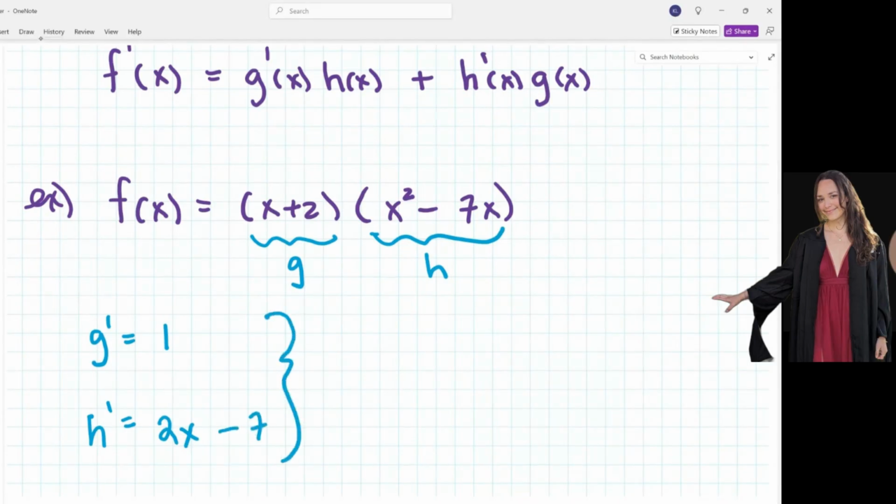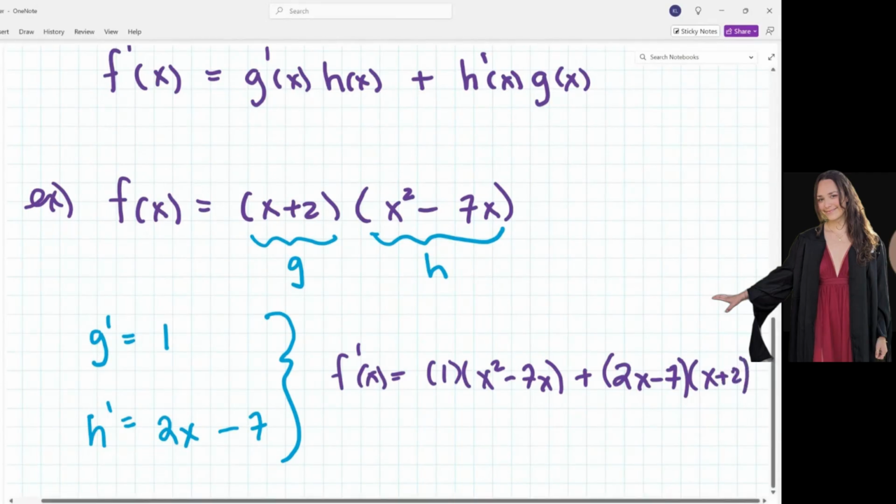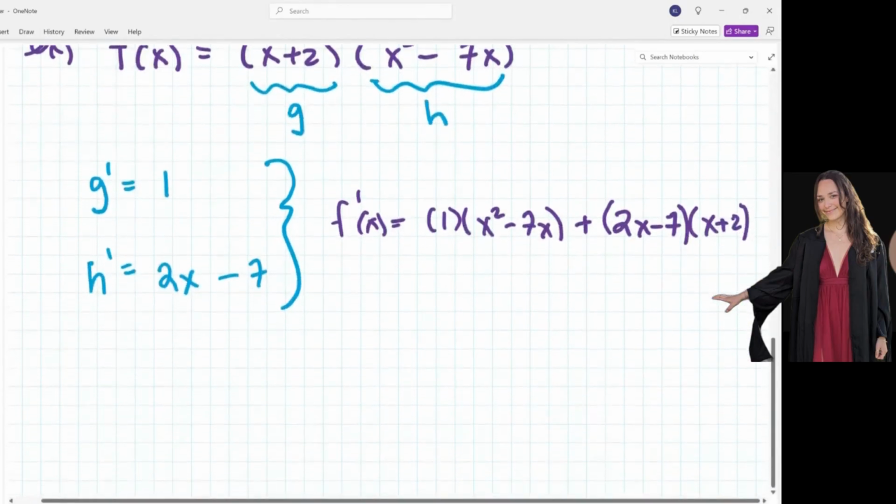Now we can use both of this information to find the full derivative. Following our formula over here, we have that f prime equals g prime, so we've got 1 times h, and h is x squared minus 7x, plus h prime, so we've got 2x minus 7, multiplied by g, which is x plus 2. And that is the derivative using product rule. We could go ahead and expand and simplify this, but for the sake of time today, I'll leave that as an exercise. I mostly just wanted to show how this rule works in action.